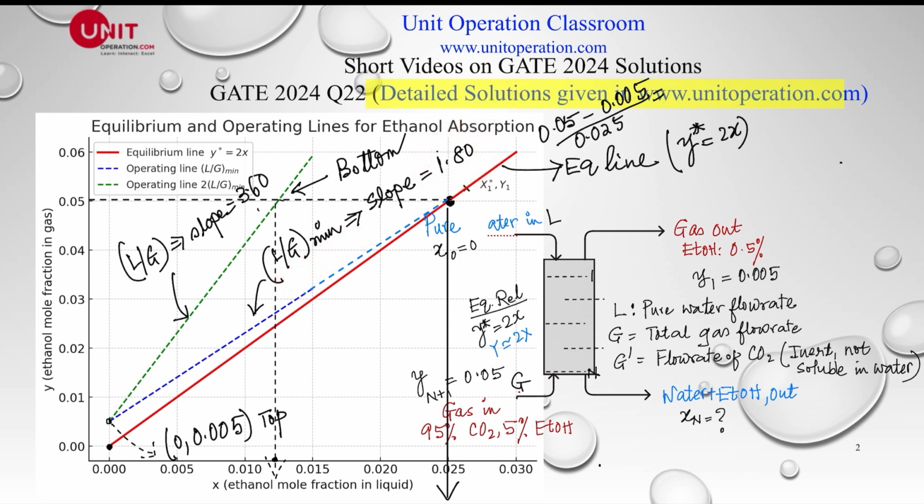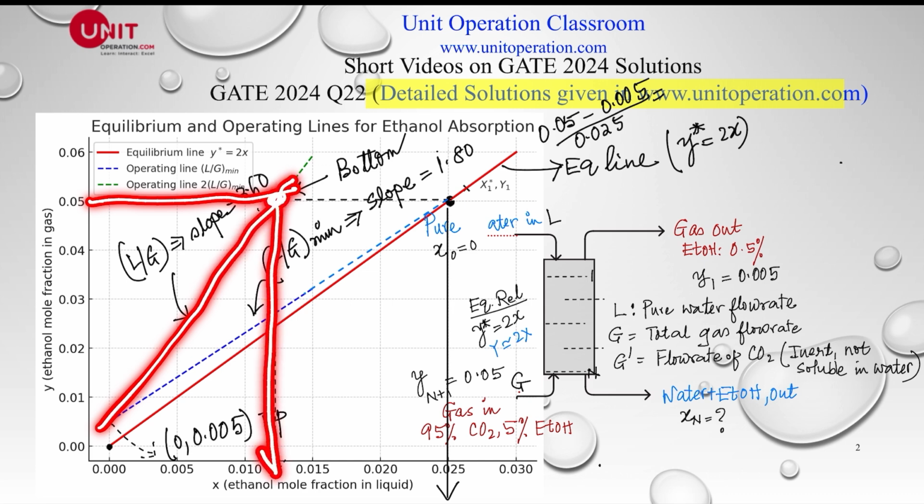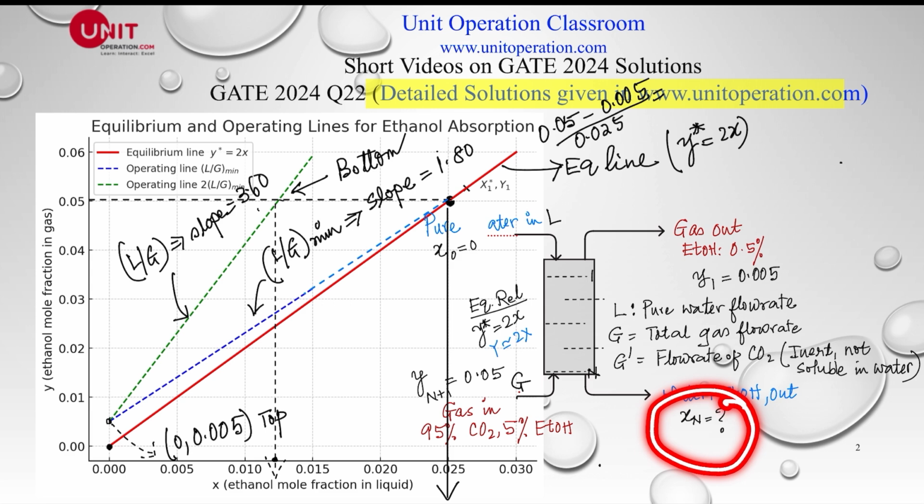Now the actual value of L over G would be 2 times that, that is equal to 3.60, right? So 2 times the minimum of L would be flowing down the column. So what we have to do again on this line right here, is draw a line with a slope of 3.60. Once we draw the line, this will be the top of the column. If we draw a line with a 3.60 slope, wherever it intersects this line here, that will be the point of the concentration of the liquid coming out.